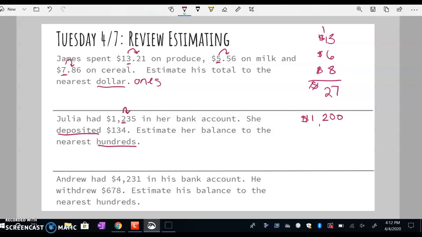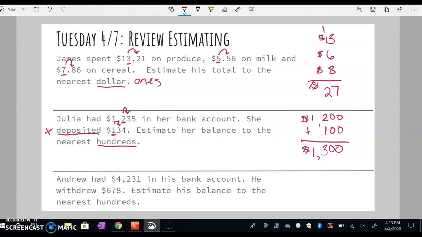If I look at the amount she deposited, same thing. I'm going to look next door, 4 below, let it go. This is a 3, which is below 4, so I'm going to leave this a 1. This is closer to $100 than it is to $200. But then I have to say to myself, well, what does this word deposited mean? And deposited means we added money to our bank account. We put money in. So I'm going to add these two numbers together. It's about $1,300 in her bank account.